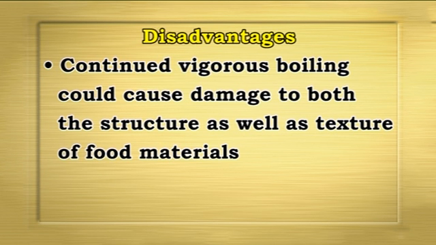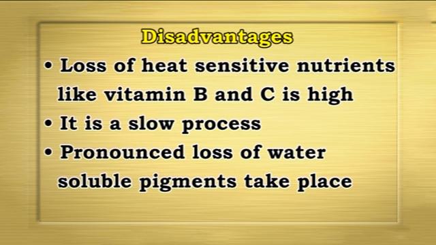Disadvantages: continued vigorous boiling could cause damage to both the structure as well as the texture of food materials. Loss of heat sensitive nutrients like vitamin B and C is high. It's a slow process too. Pronounced loss of water soluble pigments takes place.